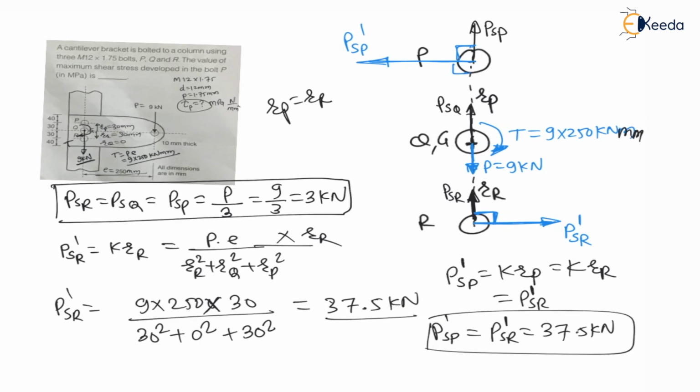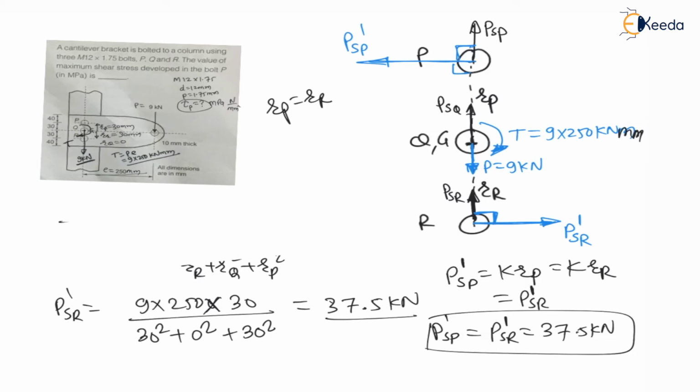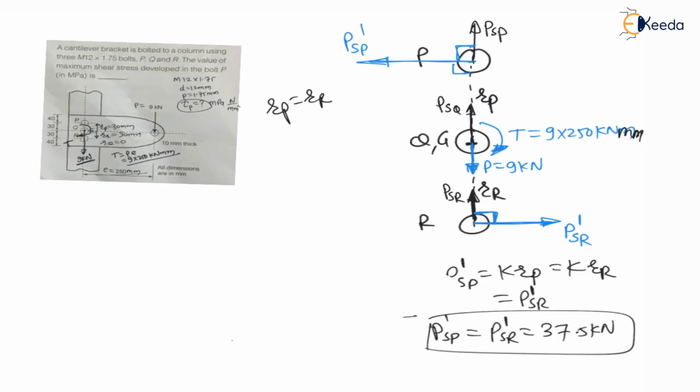This we can say. Again, if I want to find it in bolt Q, let us find the secondary shear load in Q bolt. Therefore the secondary shear load in Q bolt, that is PSQ dash, is equal to K into radius of Q. Radius of Q is 0, which is nothing but 0 kilonewton, right? This is how we have calculated all primary and secondary shear loads, right?